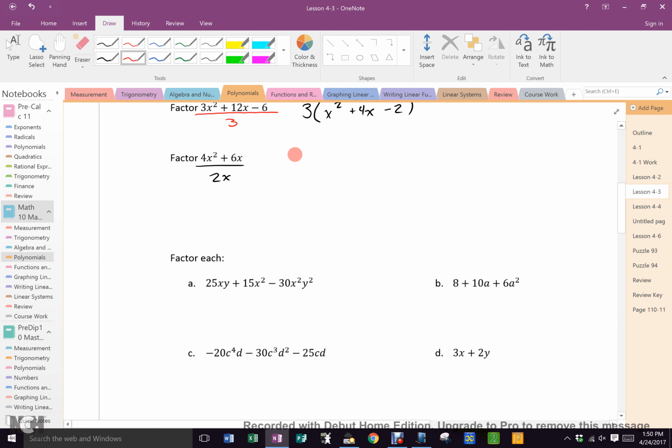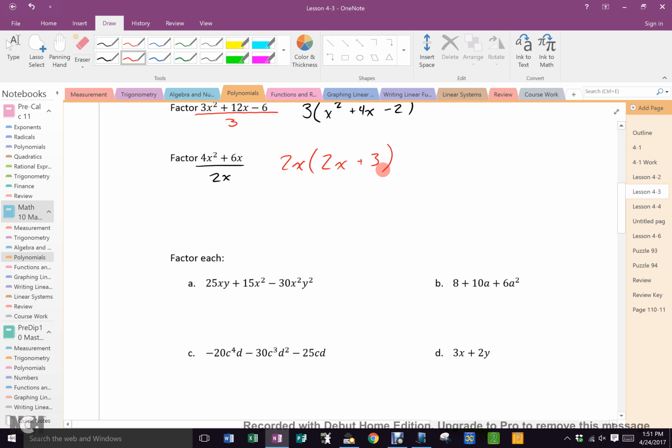What goes outside the brackets? 2x. Why? Because it's the GCF, 2x. The number I'm dividing everything by. What goes inside? All the answers. What's 4 divided by 2? 2. X squared divided by x? X. 6 divided by 2? 3. X and x? 1, which we don't write.